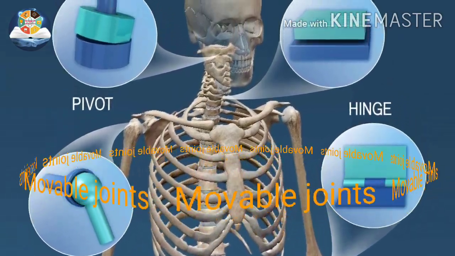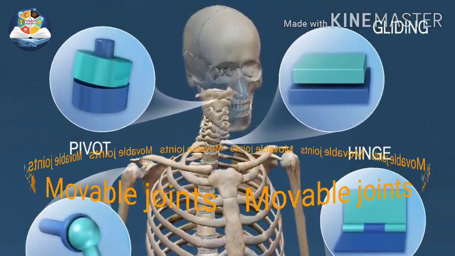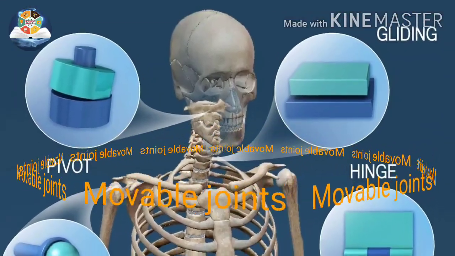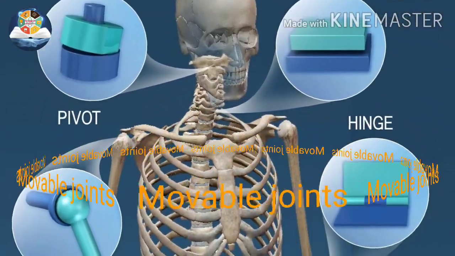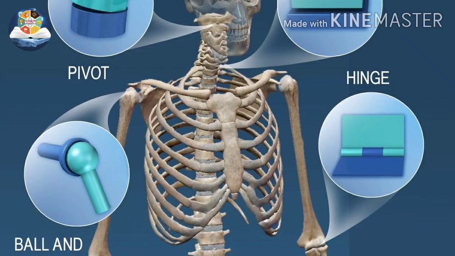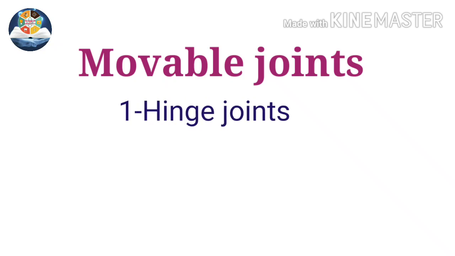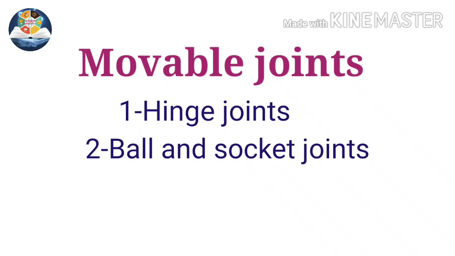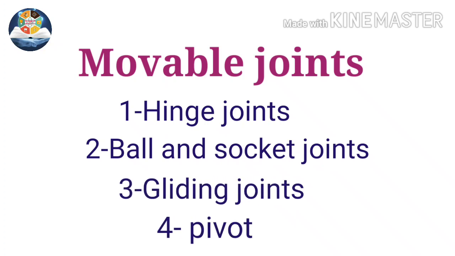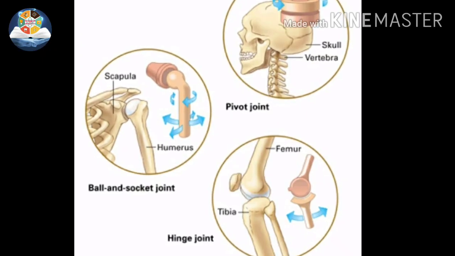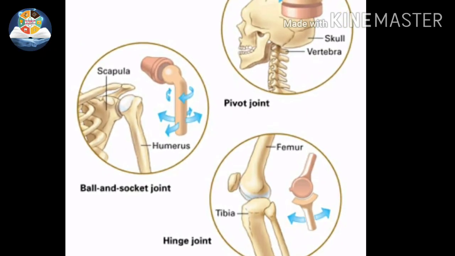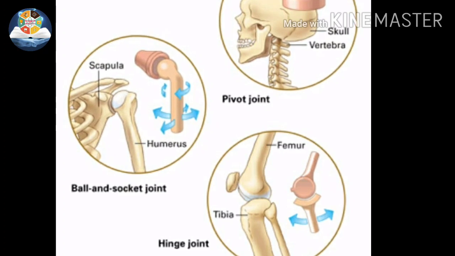Most movable joints allow free movements of body parts, whereas in some joints only a little movement is possible. Movable joints are grouped into four types on the basis of their movement: hinge joint, ball and socket joint, gliding joint, and pivot joint. Come, let us discuss these joints in detail.